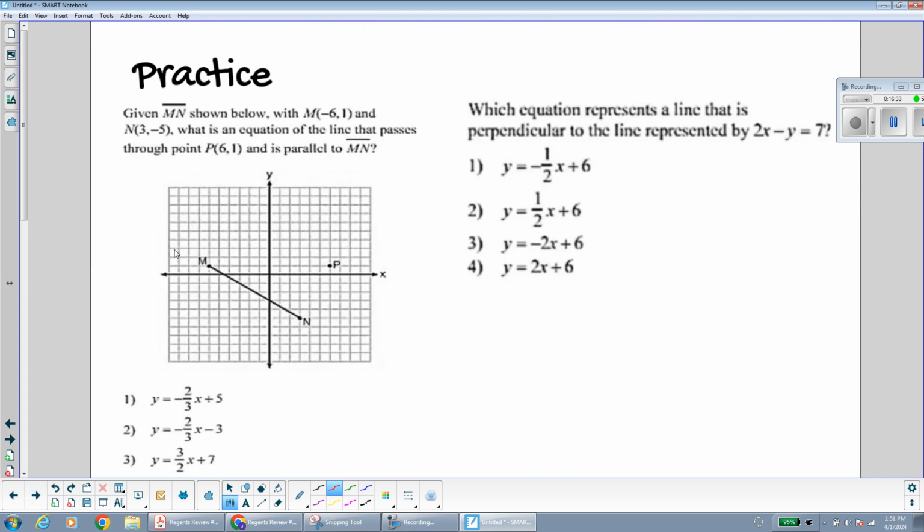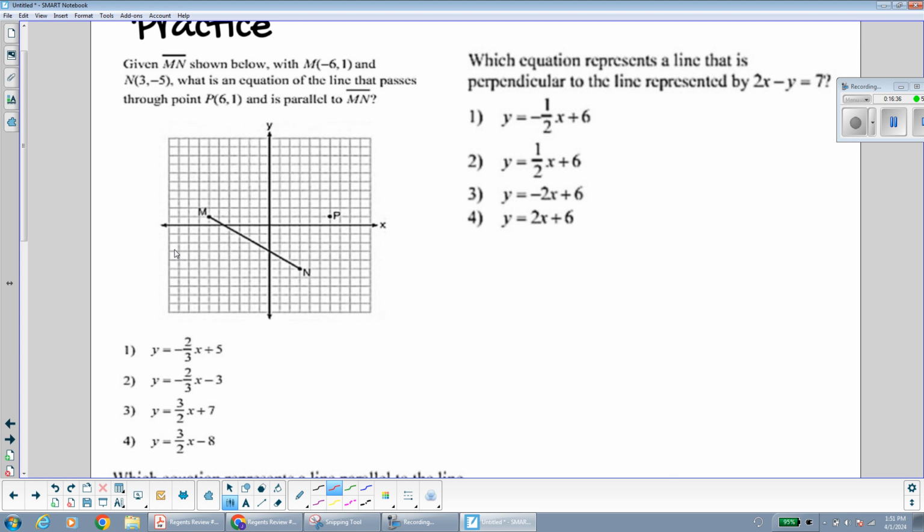Now we have some practice questions on both of the previous topics. So we need the equation of a line that passes through 6,1 and is parallel to MN. So here's the point 6,1. So I'm going to get the slope of this line first. And since I have a graph, I'm just going to use rise over run, but you very well could just use slope formula if you don't like that. It's a decreasing line. So I am going to have a negative slope. And the rise is 1, 2, 3, 4, 5, 6. And the run is 1, 2, 3, 4, 5, 6, 7, 8, 9. So that's a slope of negative 6 over 9, which reduces to negative 2 over 3.